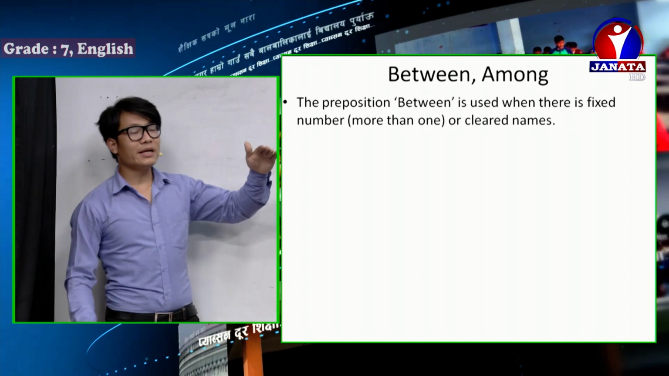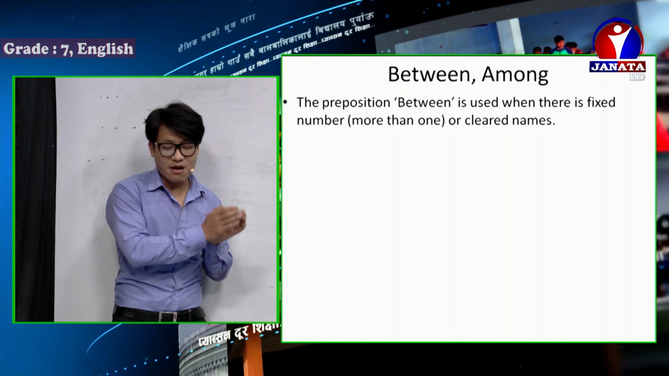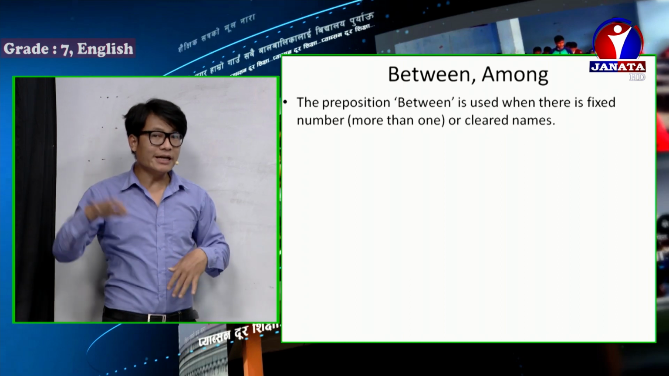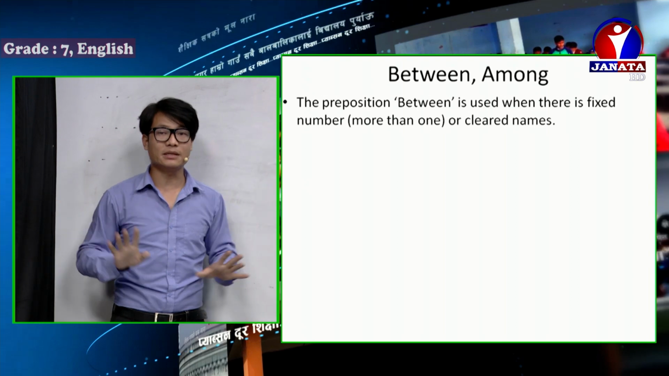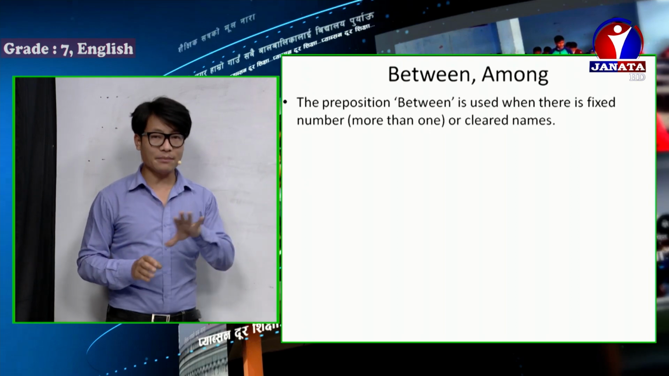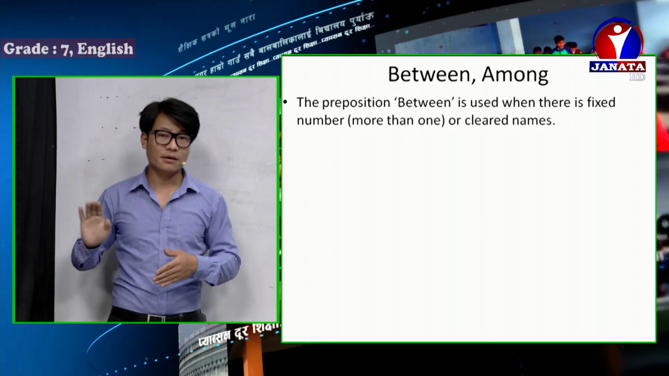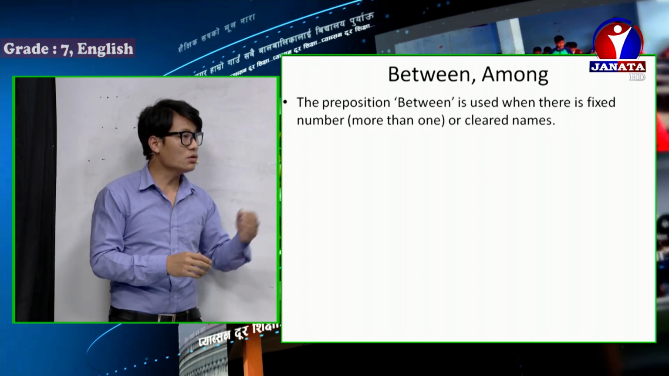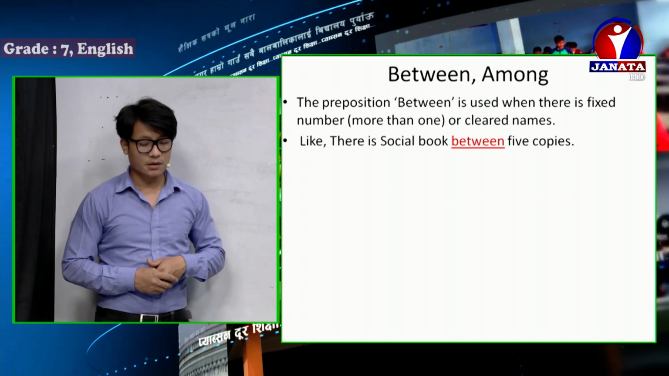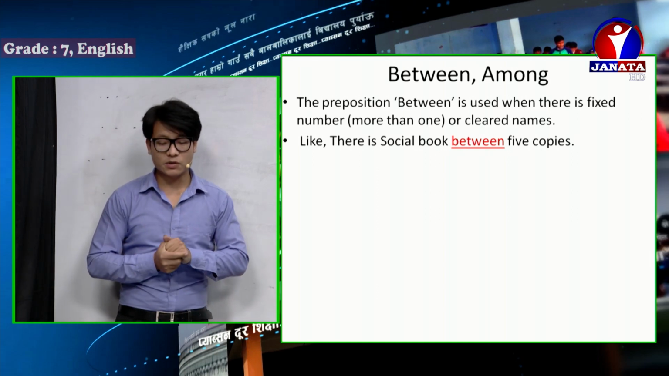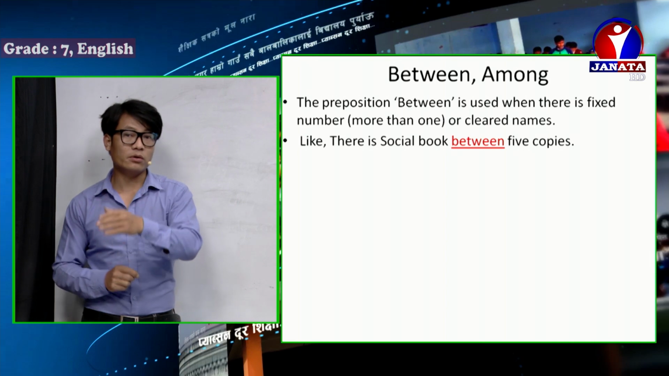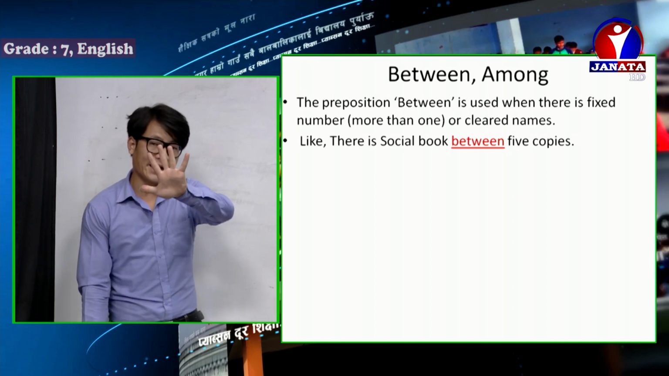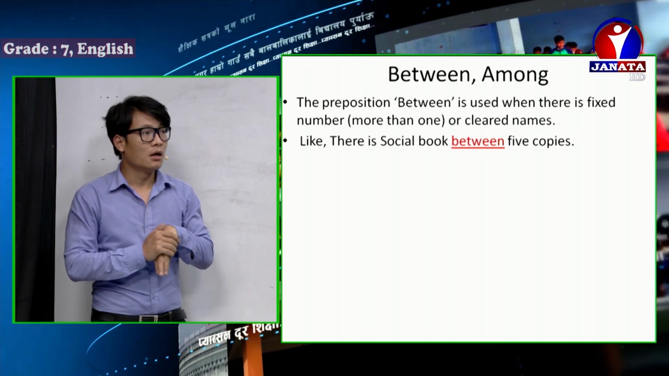The preposition between is used when there is a fixed number, and the number should be more than one, or clear names. Okay, it doesn't matter if it is 3, 4, 500,000, or millions, but the number should be clear. And there can be names also: Ram, Sam, Gita, Hari, and Sarita. Names should be clear, numbers should be clear. Then at that moment you can use the preposition between. Like, there is a social book between 5 copies. Here the number of copies is fixed. 5 is a fixed number. That's why we use between.